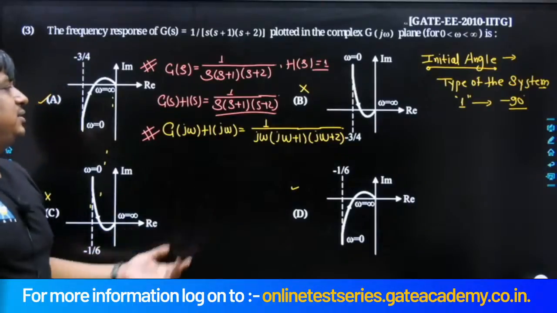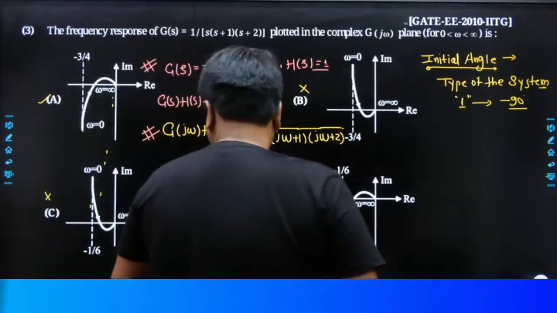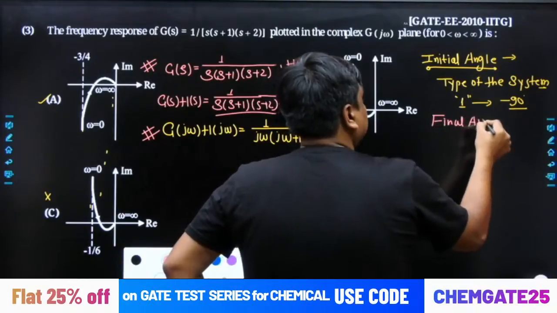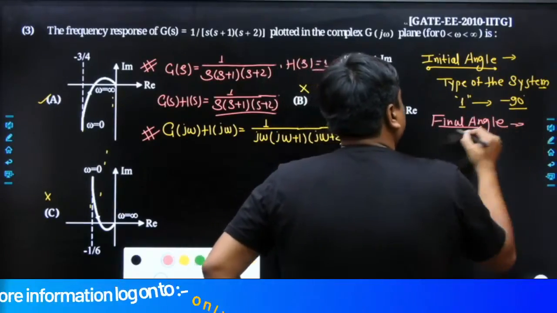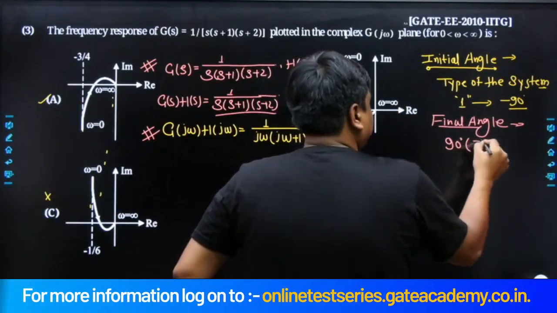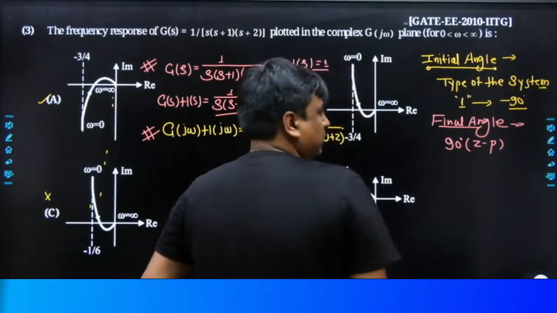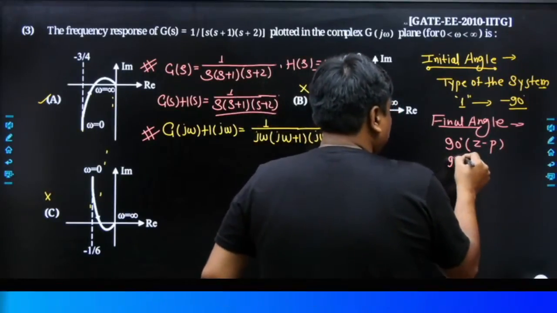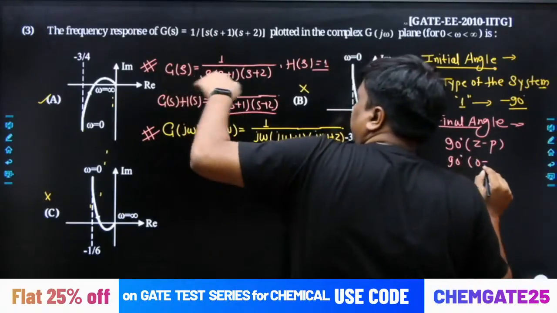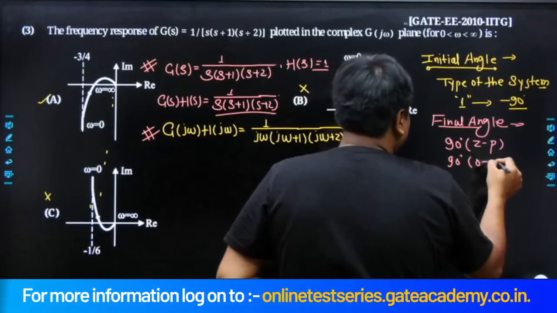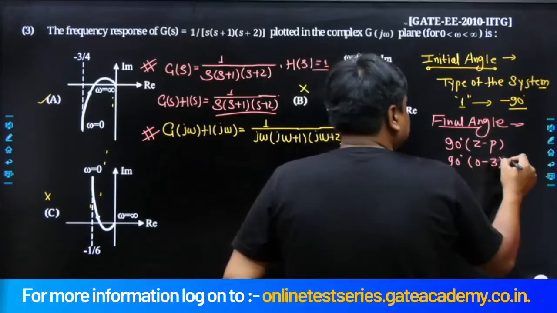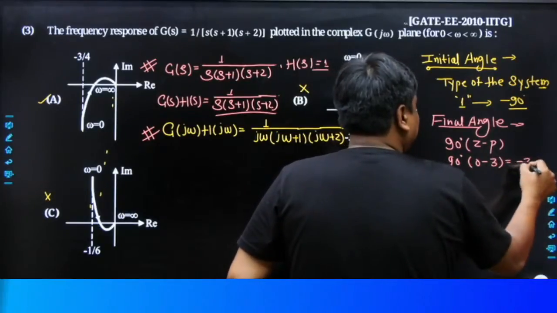The final angle, in the standard form, which we get in the case of a polar plot, is simply equal to 90 times the number of open loop zeros minus the number of open loop poles. How many open loop zeros do we have? Sir, we don't have any open loop zero, that is 0. Total number of open loop poles, how many do they have? Obviously, sir, it is 3. So 0 subtracted with 3, the result is minus 3. Minus 3 multiplied with 90, the result is minus 270.